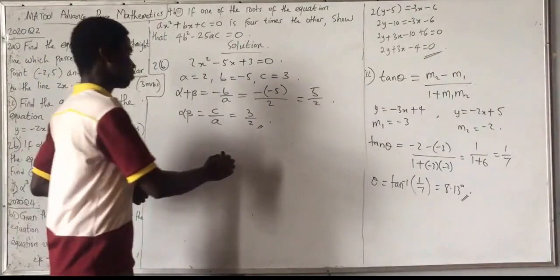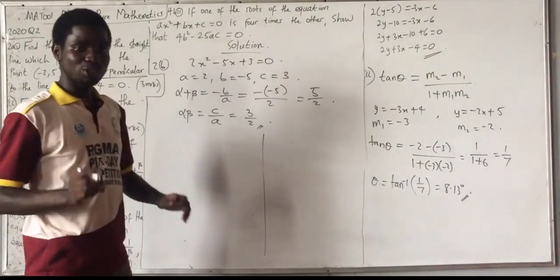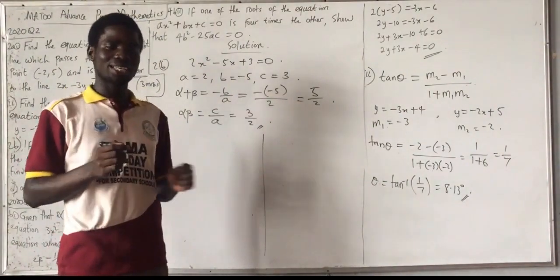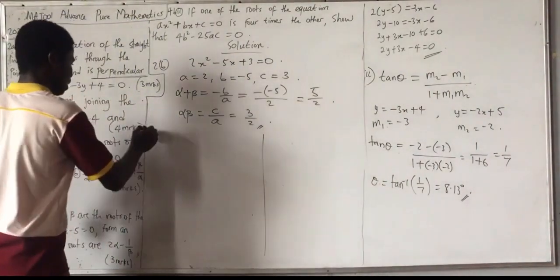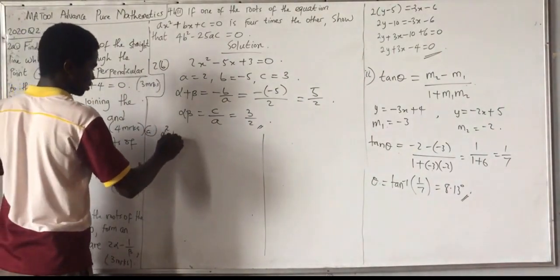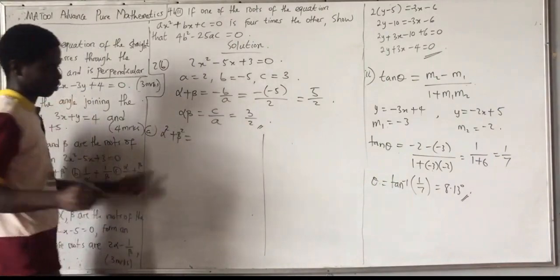Now, let me tell you something here. I'll be showing you a backdoor in the exam, a backdoor you can use to cross-check. Now let's solve. Look at the first one. Let's say alpha square plus beta square. You should find alpha square plus beta square.